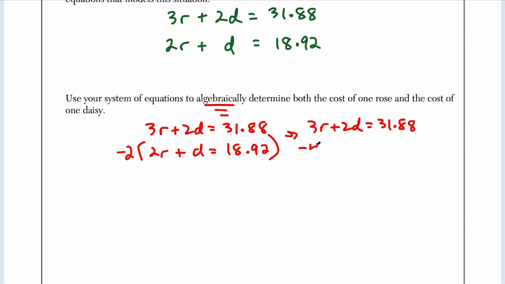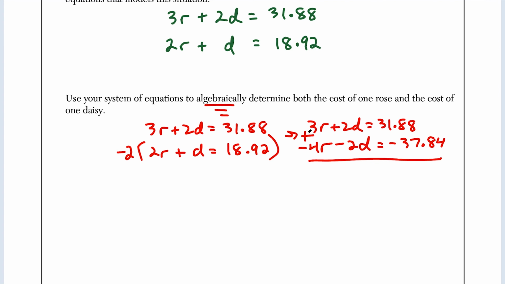And we're going to have -4R when we do -2 times 2R. We're going to have minus 2D, and then we're going to multiply $18.92 by -2. And this is going to give us -37.84. Okay, so we just multiplied everything here by -2. And now what we could do is we could take this resulting system and we could add it together like this.